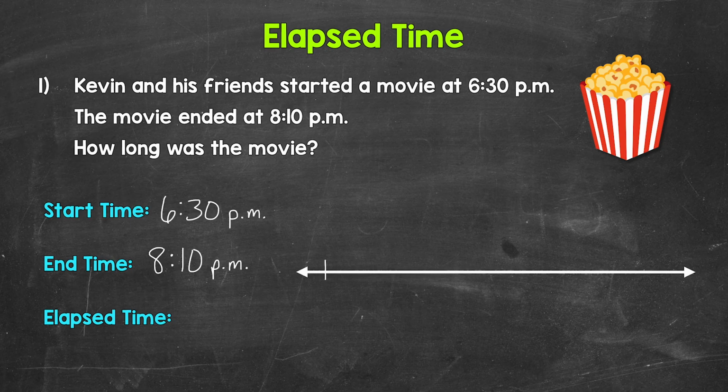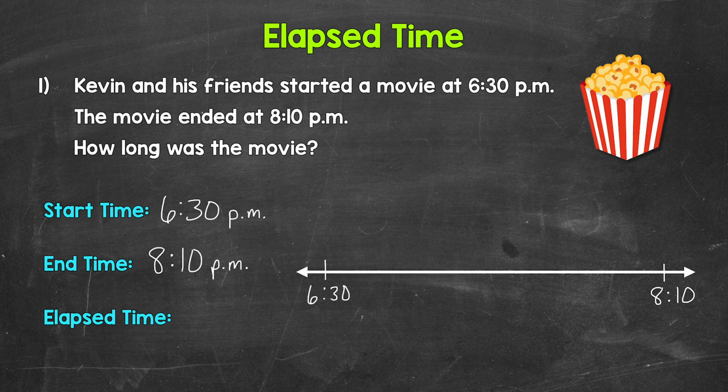We always put our start time on the left, so 6:30, and then the end time goes on the right, so 8:10. The space between the start time and the end time is the elapsed time. This is what we need to figure out. Now we need to work from the start time to the end time. So how do we go from 6:30 to 8:10?